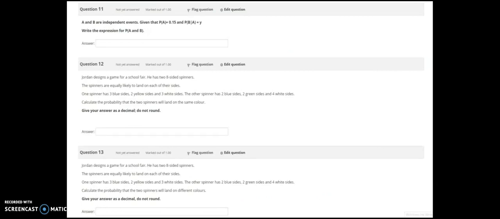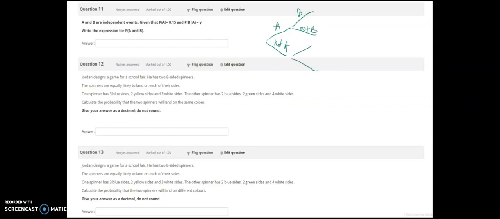Question number 11. A and B are independent events. Given that probability of A is equal to 0.15 and probability of B given A is equal to Y, write the expression for probability of A and B. So if I quickly link these together using a tree diagram, so if you have probability of A and not A, and then we have probability of B given A, probability of not B, same thing over here.